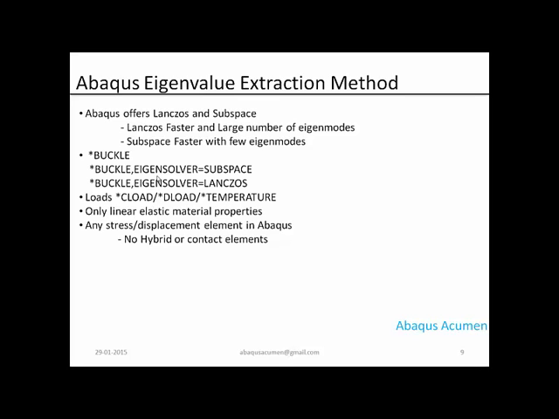Now typically, the Abaqus buckling simulation supports any stress and displacement element, any structural element like an S4 or S3 shell element, or C3D10M, or a three-dimensional continuum solid element. The only elements which you cannot use with the Abaqus solver are hybrid and contact elements. Since it is a linear perturbation step, the contact elements are not allowed in this procedure.